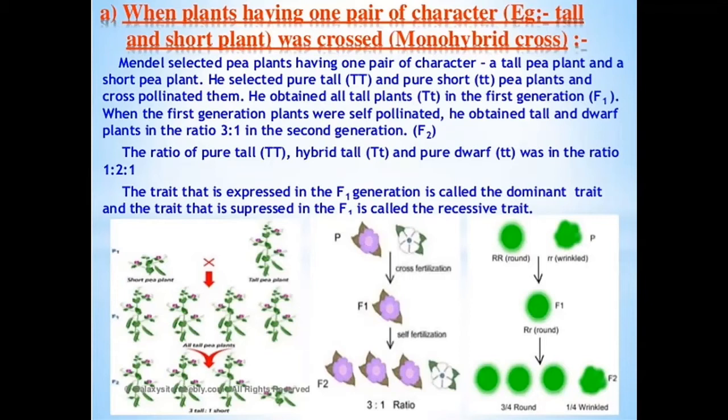The pure tall TT, hybrid tall Tt, and pure dwarf tt were in a ratio of 1:2:1. The trait that is expressed in the F1 generation is called the dominant trait, and the trait which was suppressed in F1 is called the recessive trait.